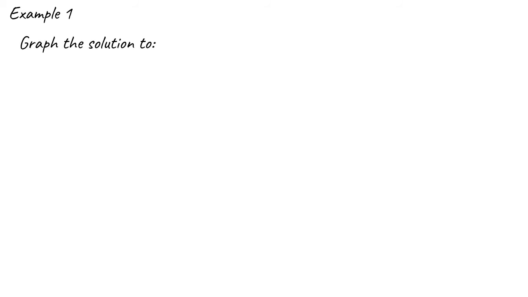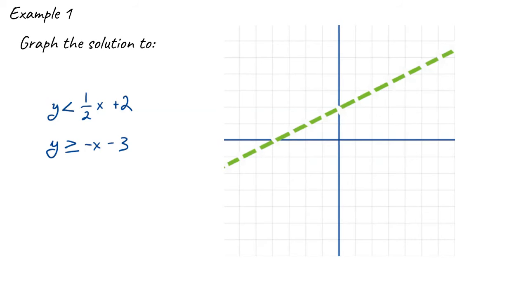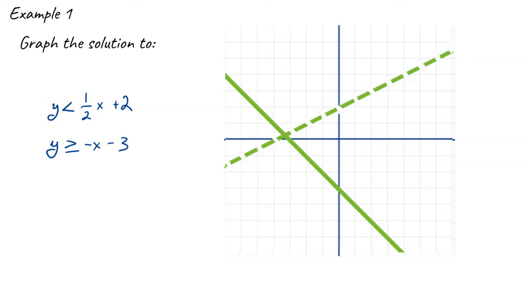In example 1, we are going to graph the solution to these two inequality statements. So in order to graph them, we're going to set them equal and make them linear equations. So y equals 1/2 x plus 2 is the one that we have graphed here. But because our inequality is less than but not less than or equal to, it's going to be a dotted line. Our second inequality is y is greater than or equal to negative x minus 3. The line that is graphed is y is equal to negative x minus 3.